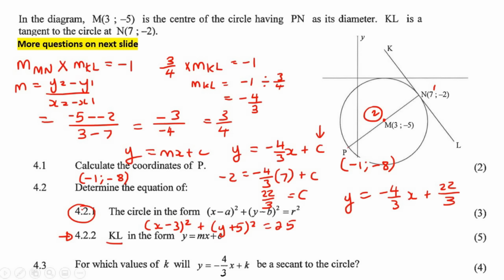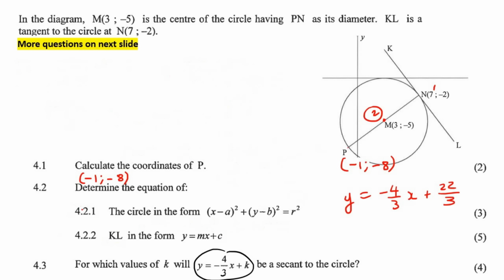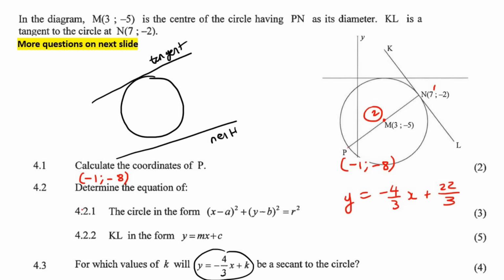Okay. So it says, for which values of k will this line be a secant to the circle? Well, let me explain what is a tangent, what is a secant, and then what is neither. So if you have a circle, a tangent touches exactly like that. That is a tangent. If it doesn't go through, then it's called neither. Or let's just say it's nothing. If it goes through, then it's called a secant.